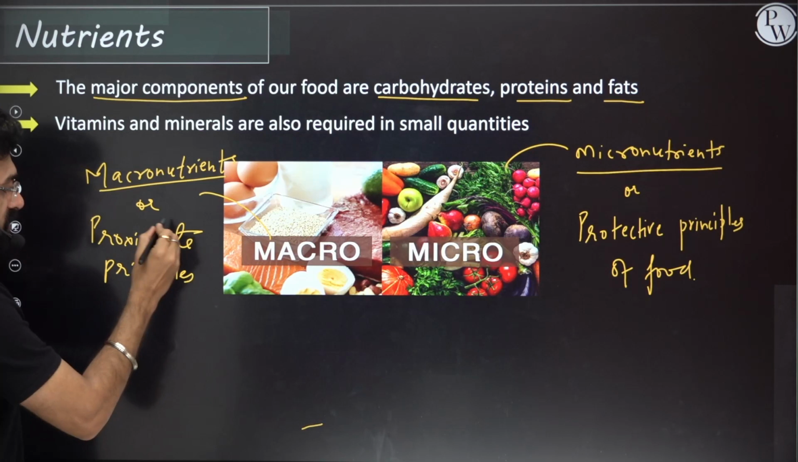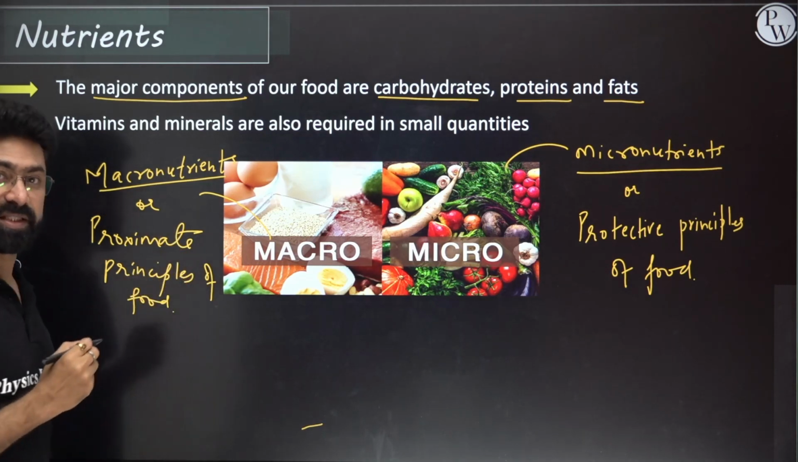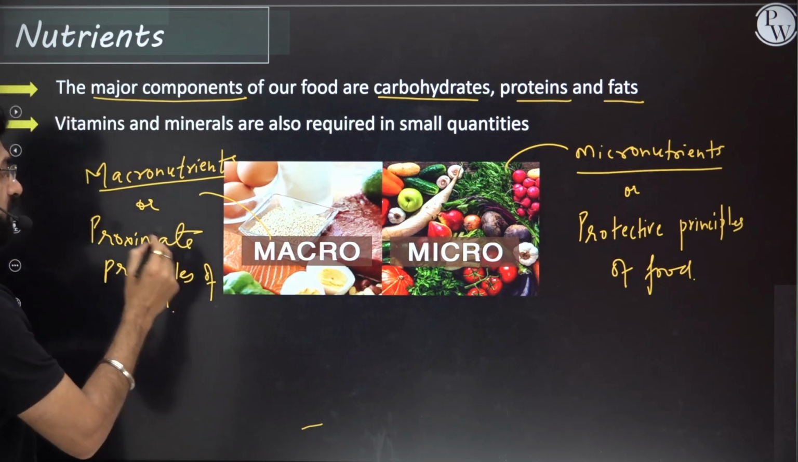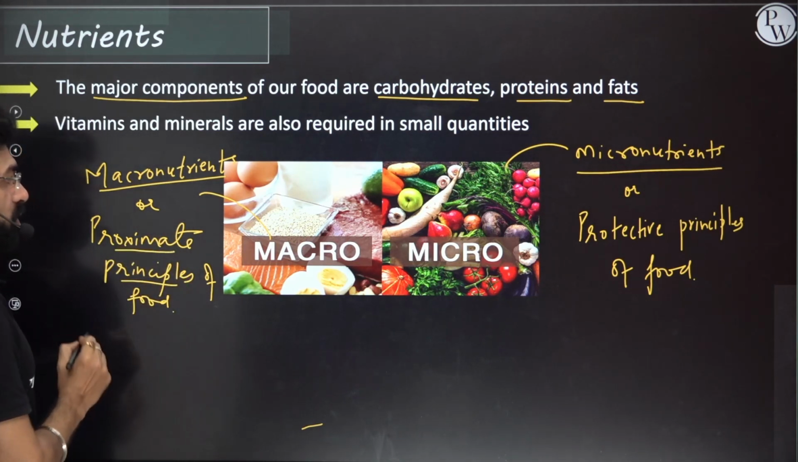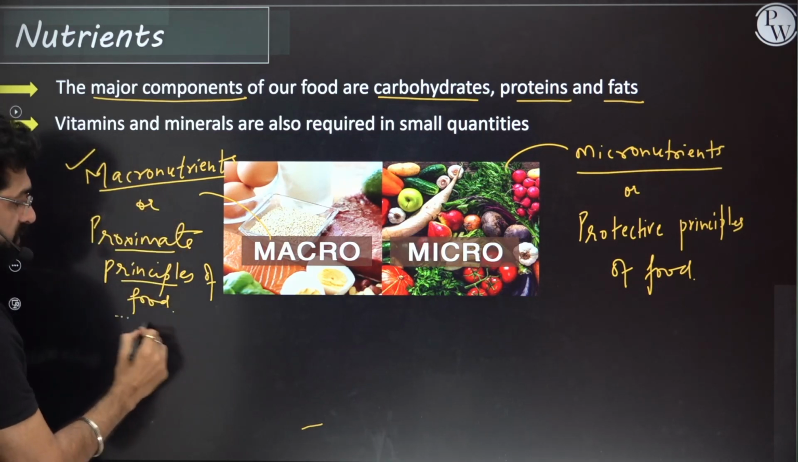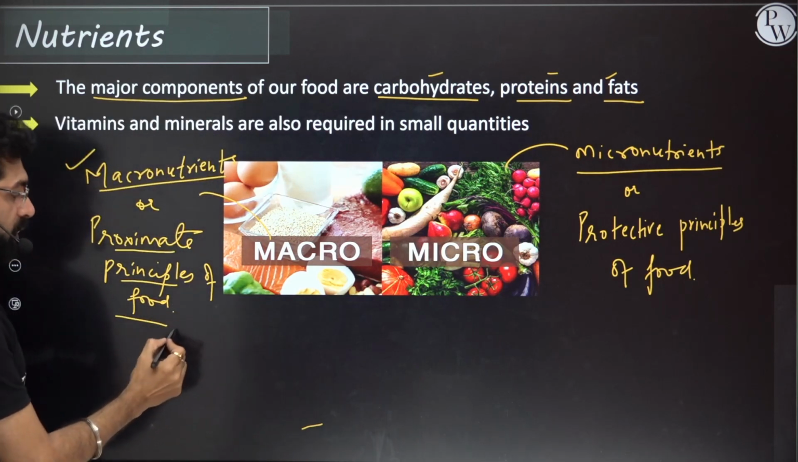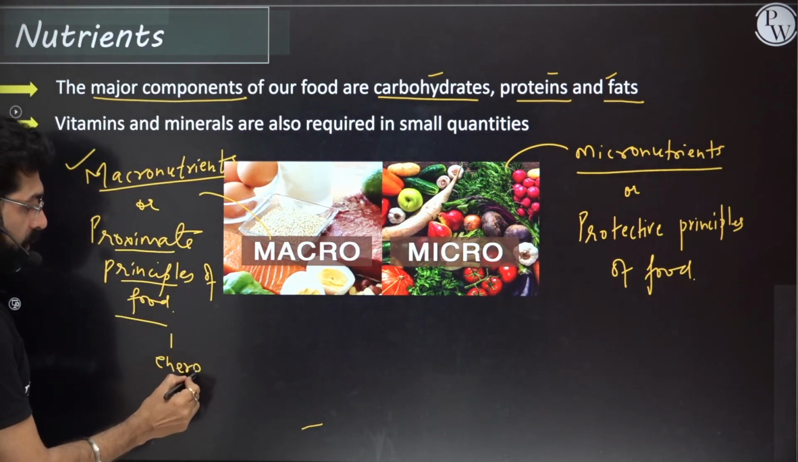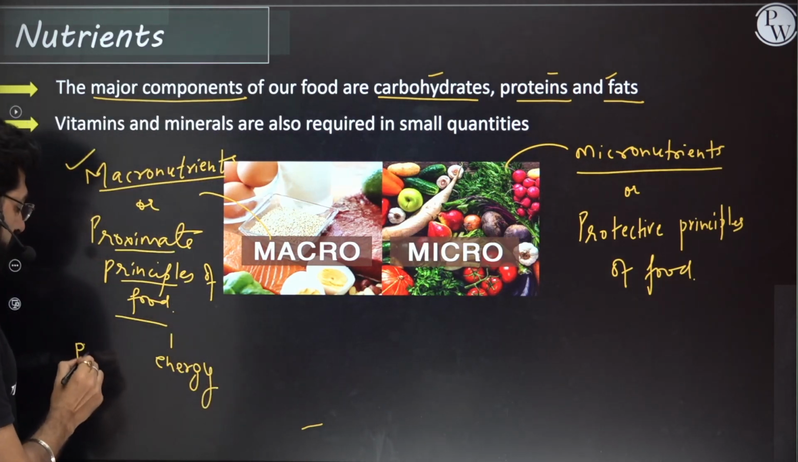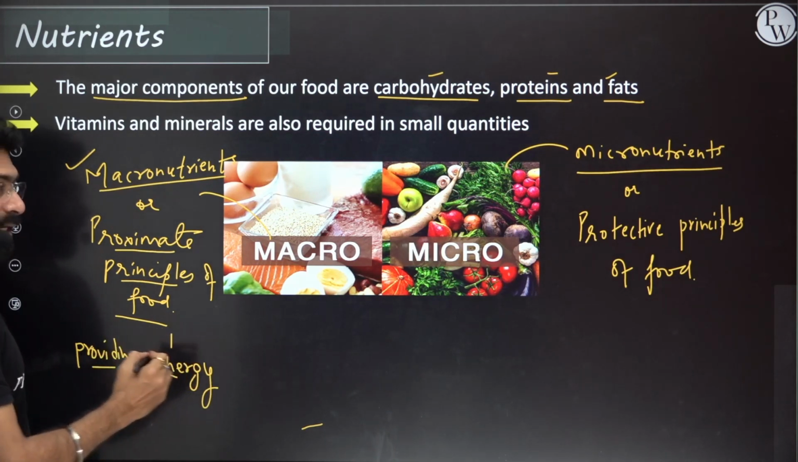And why should you study this? See, these terms are given in the previous NCERT. So that is why it is important to know these terms also. So these macronutrients are carbohydrates, proteins, and fats. They provide you energy. They are mainly important for providing energy here.